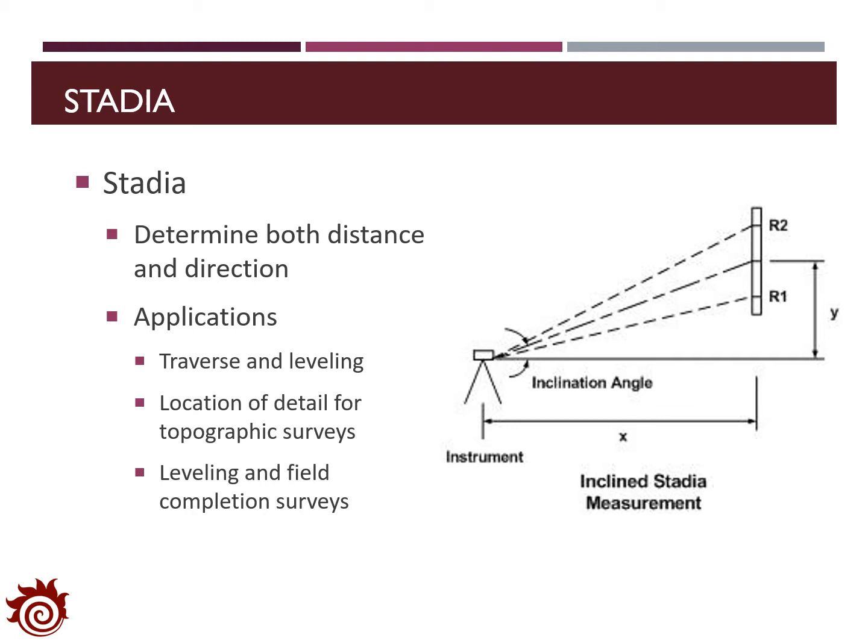In the figure on the right, you can see that by reading from the stadia rods R1 and R2, we are able to find out the horizontal and vertical distance, and also we can read the vertical angles directly from the instrument. This method is very convenient for traverse and leveling measurement, and also it could be applied to complete the location measurement for topographic surveying and leveling and field completion surveying.